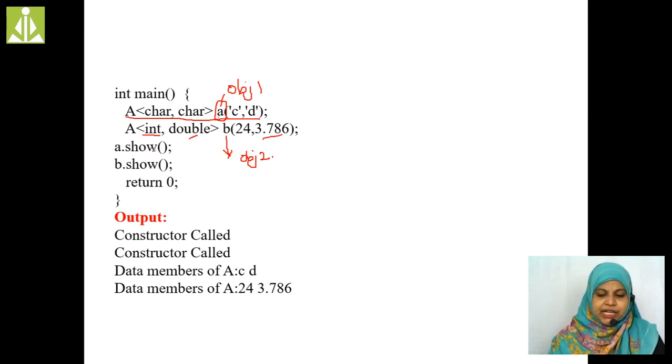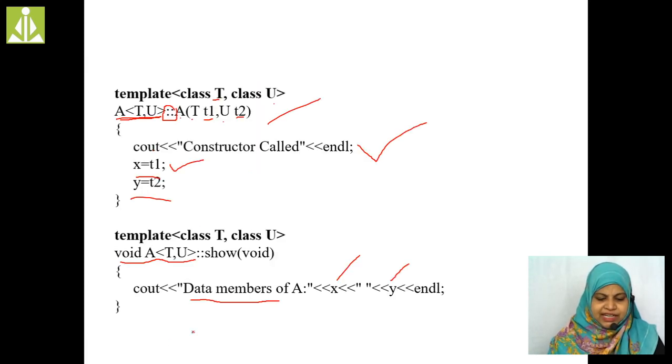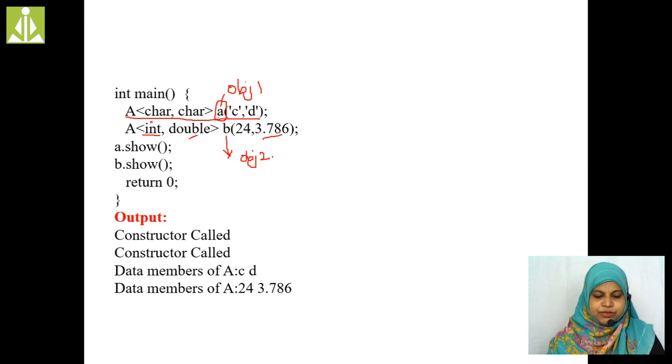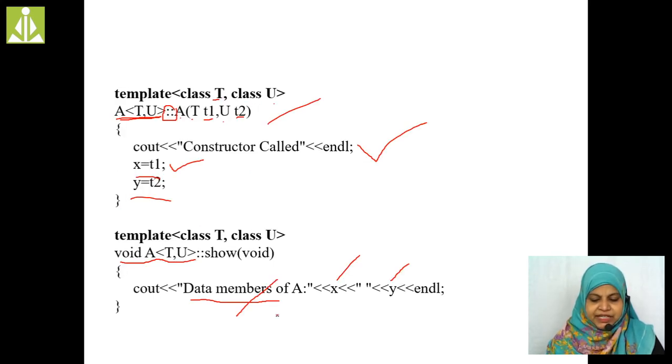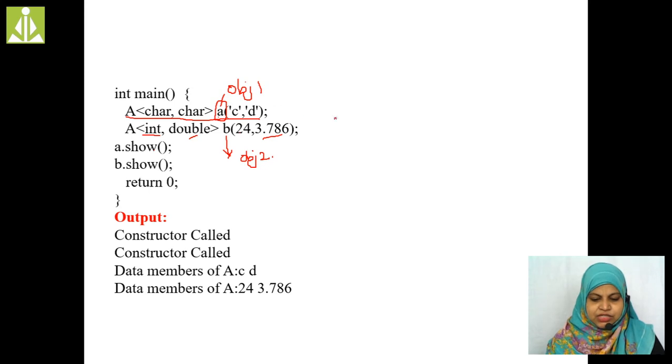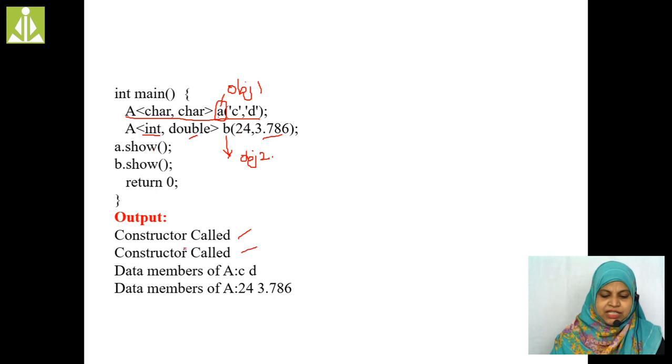So A dot show means that whenever the compiler reads the A dot show method, control directly transfers to the data member of A. What is the X value? C, and Y value is D. Now B dot show means whenever the B dot show method is invoked, it shows the data member: X value is 24, Y value is 3.786. Why are these two statements executed? Constructor is called. Because whenever the object is created, the constructor is automatically invoked.